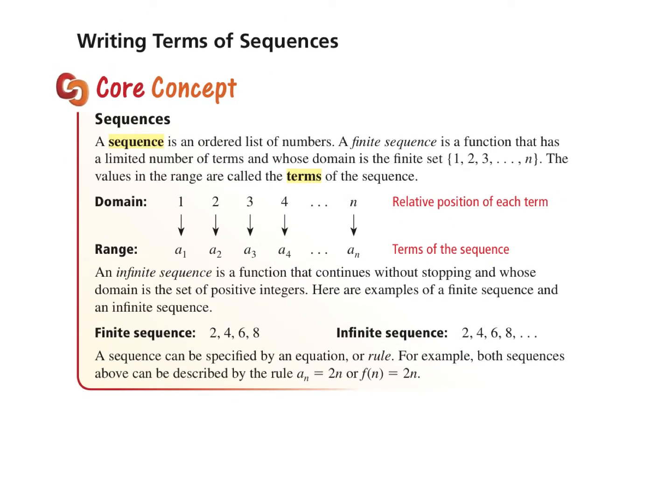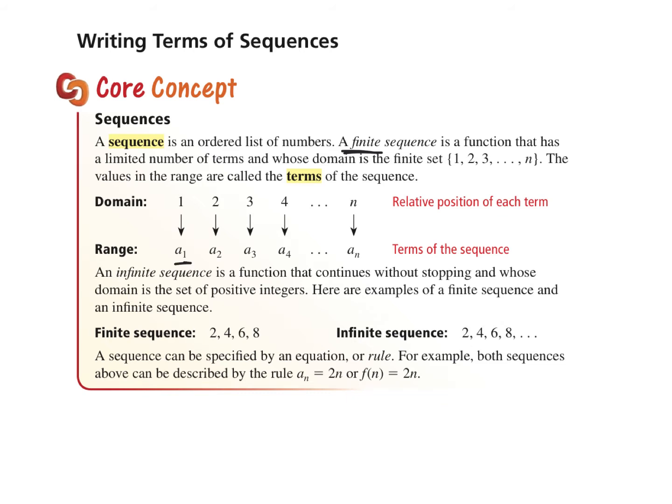All right, 8.1, we're going to learn about sequences and series. So a sequence is an ordered list of numbers. A finite sequence is a function that has a limited number of terms. So we have finite, and then we'll see infinite, which would be unlimited. Finite is a limited number of terms whose domain is the finite set 1 through n. The values in the range are called the terms of the sequence.